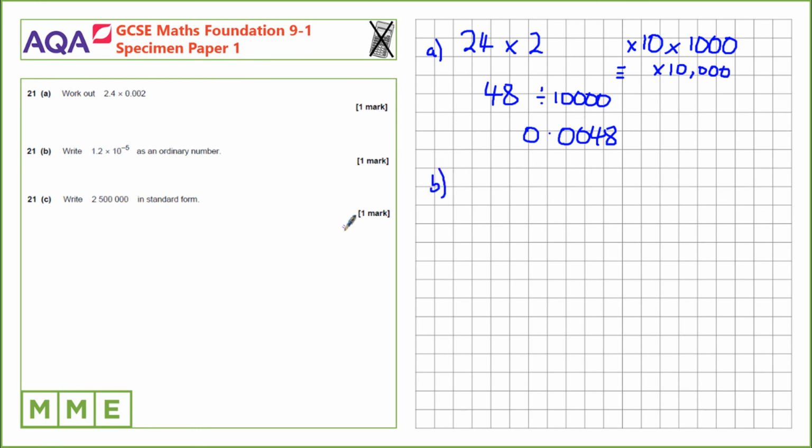Question 21b. Write 1.2 times 10 to the minus 5 as an ordinary number. So, that's 1.2 divided by whatever 10 to the 5 is, which is 100,000. We need to move the decimal point back, and we get 0.000012. We've moved the decimal point 1, 2, 3, 4, 5 places.